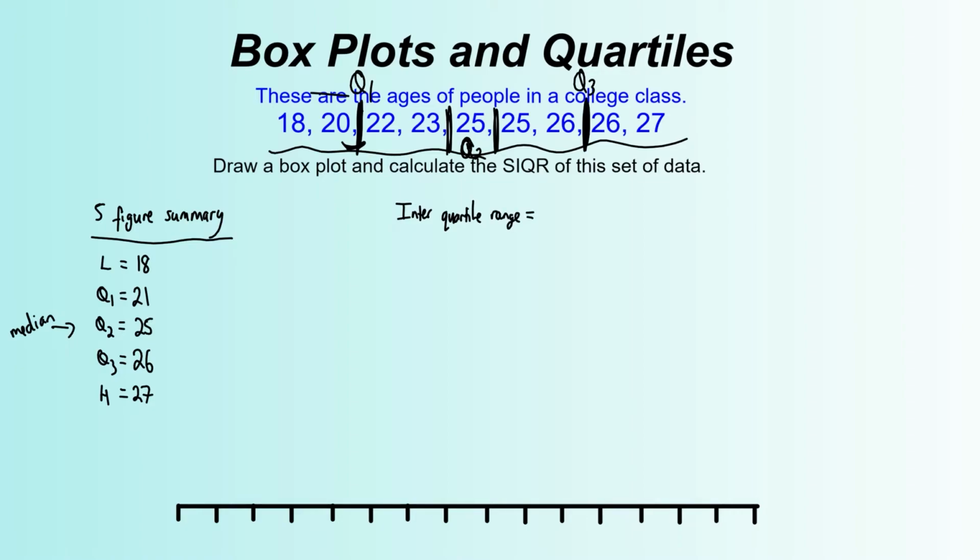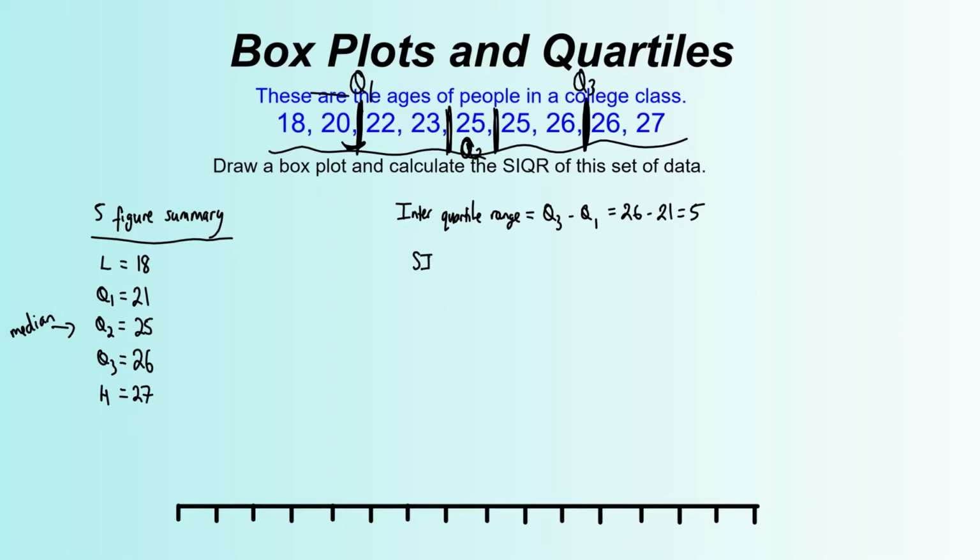The interquartile range is just Q3 minus Q1. It's the difference between the quartiles, between the highest quartile and the lowest quartile. So it's 26 take away 21, which is 5.